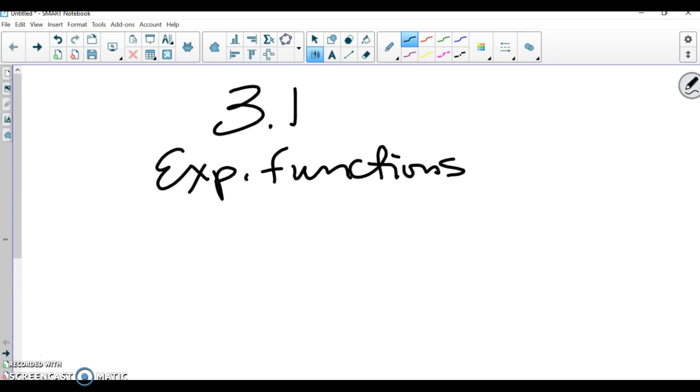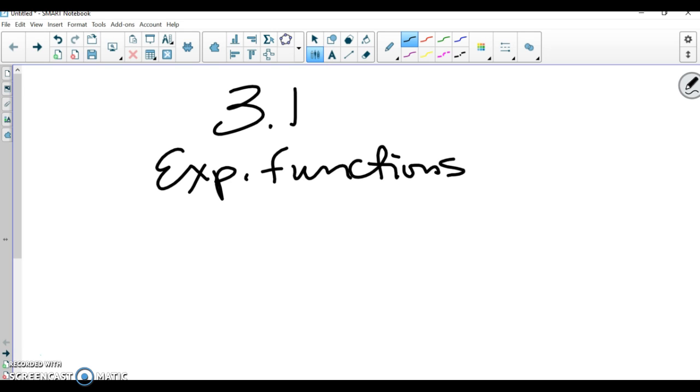In Chapter 2, we talked about exponential, polynomial, and rational functions. In Chapter 3, we're talking about exponential and log functions. Now, these are non-algebraic functions, exponential and log functions, and they are referred to as transcendental functions.